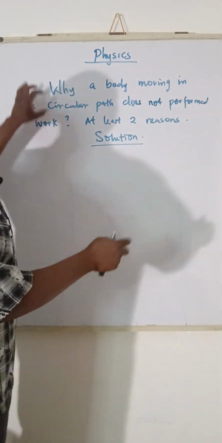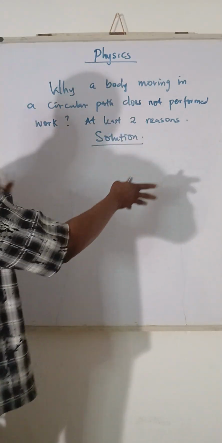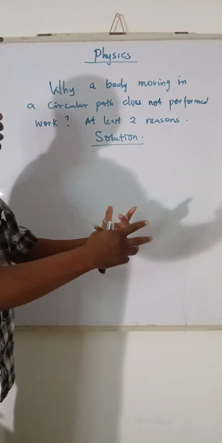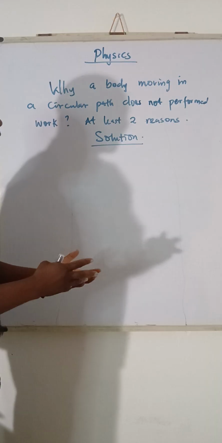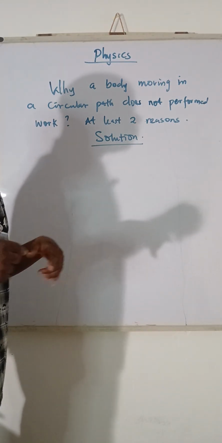Let's see this. Why does a body moving in a circular path not perform work? Why does an object moving in a circular path not perform work? That's strange. Yes, it is strange. But let me show you.